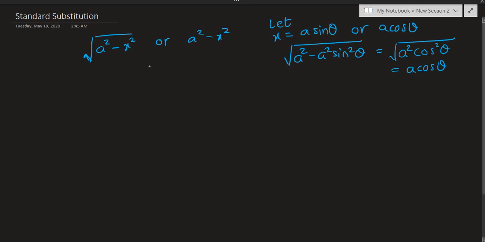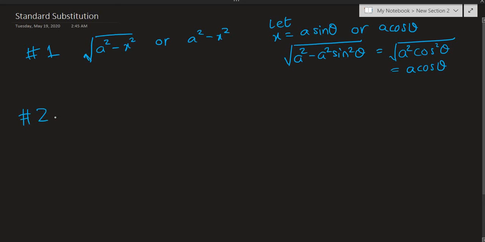So that's why when you see something of the form, so let's call this standard substitution number 1. If you see something of the form a squared minus x squared, or the square root of a squared minus x squared without the radical, you go for this substitution.